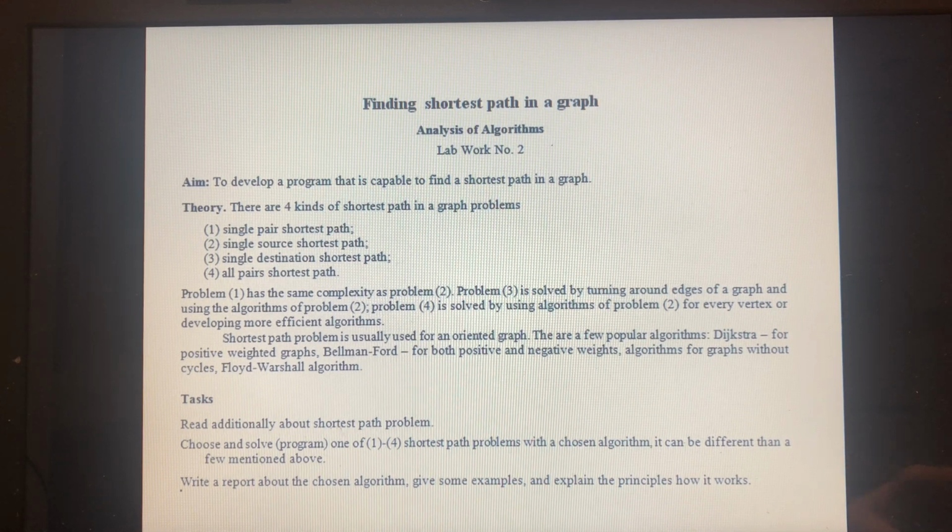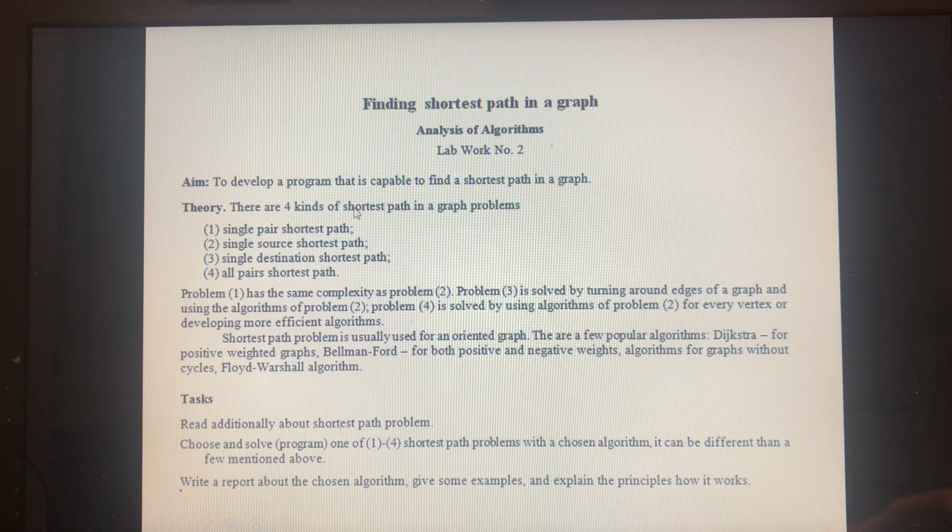So we have lab work 2. You can choose one of these 4 tasks to perform, to find the shortest path in the graph. You can find shortest paths using Dijkstra algorithm, Bellman-Ford algorithm, or Floyd-Warshall algorithm.